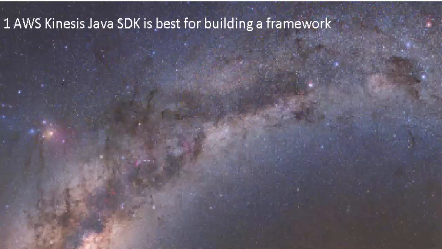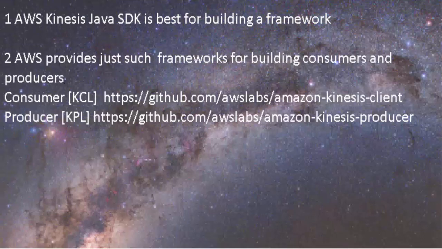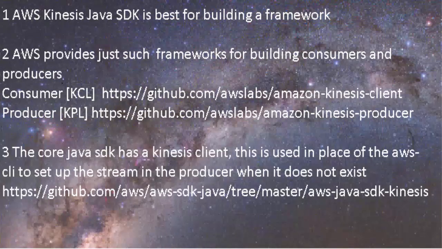Firstly, the AWS Kinesis Java SDK is really best for building a framework where you can construct producers and consumers. AWS provides just such frameworks. KCL, or Kinesis Consumer Library, allows you to create consumers. KPL, or Kinesis Producer Library, ditto for producers. Having said that, sometimes you need to fall back to the code that exists in the core Kinesis Java SDK.